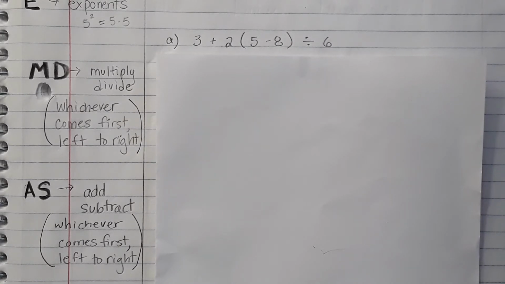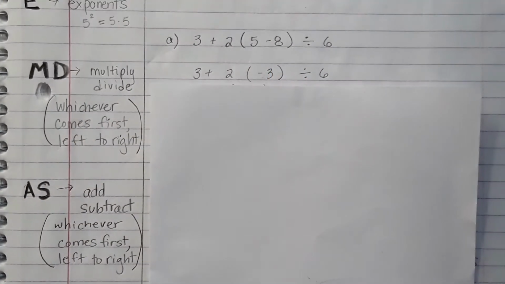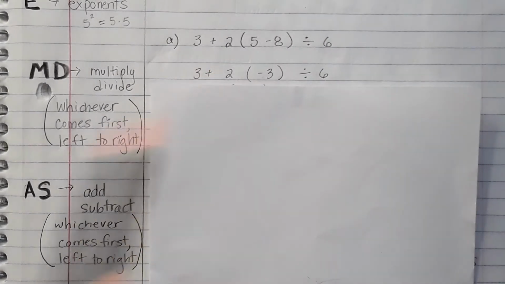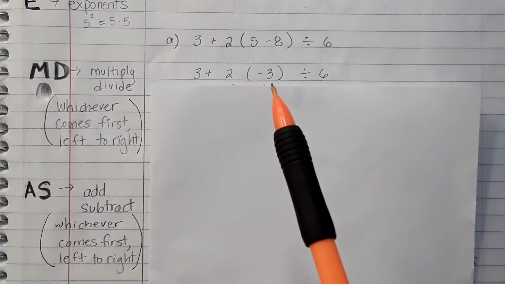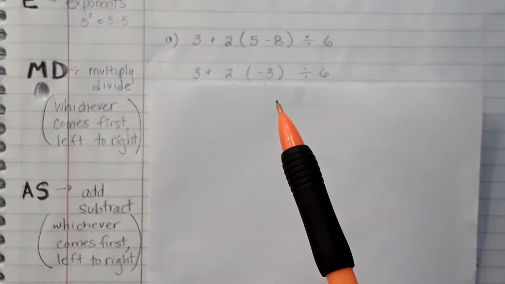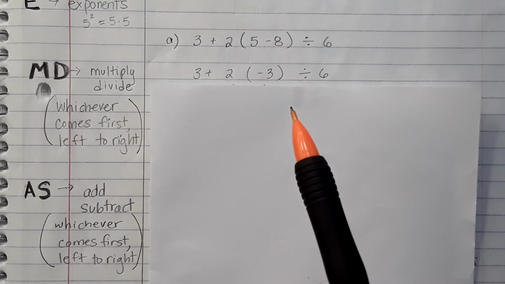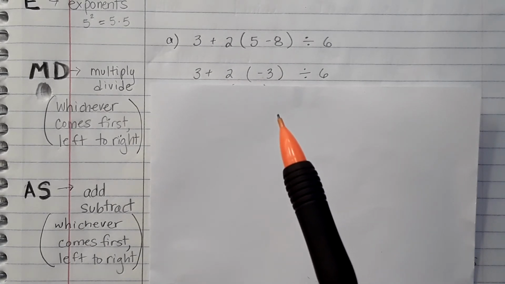Using PEMDAS, we would first work inside the parentheses. Now, when you do this, please line up your work to keep track. If you don't line up your work and bring things down, you're going to make some simple mistakes. So after P for parentheses, these are still parentheses, but there's no operation. So we would go on to E for exponents, there are none, and then MD, multiply and divide.